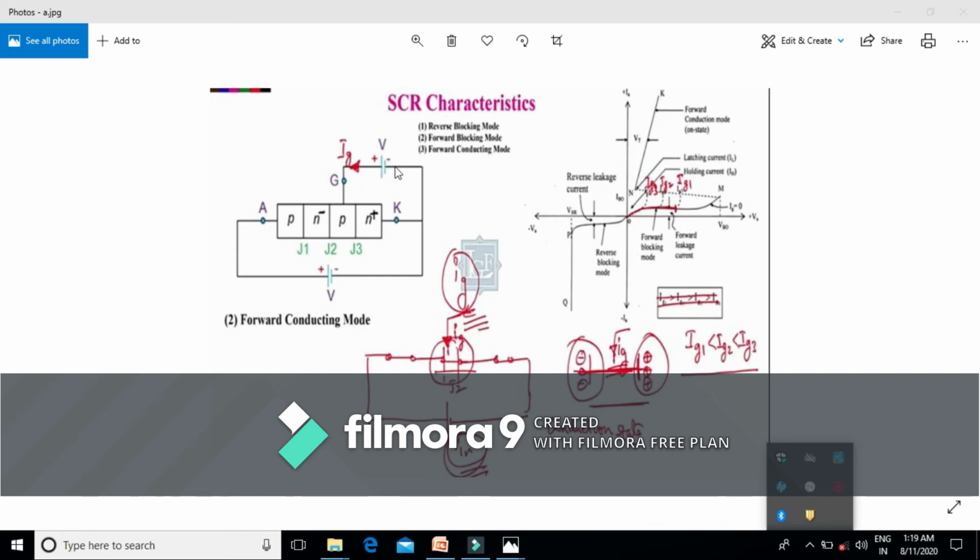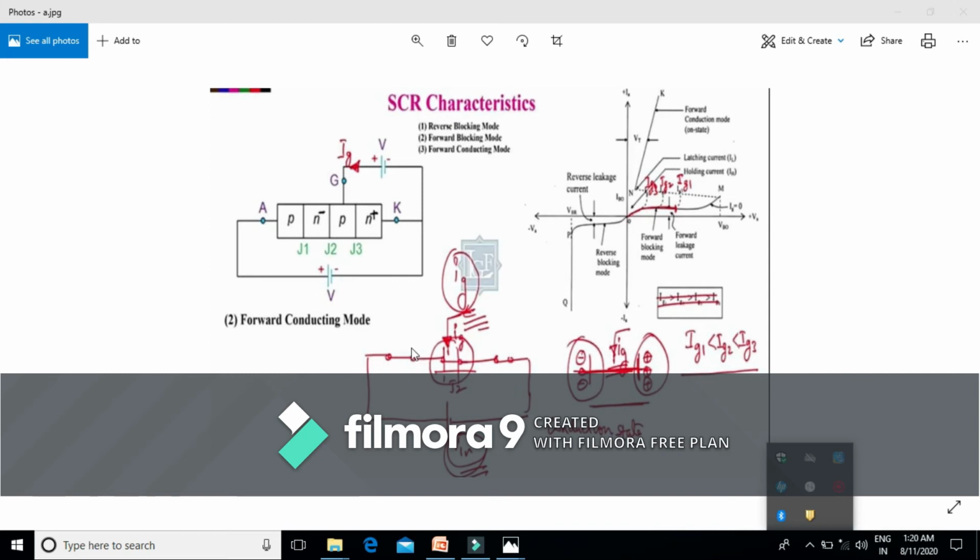This is the gate voltage across the gate cathode terminals, because current flows in the circuit only when there is some voltage across the terminals. Just like here, we have applied the gate cathode voltage, and now I am showing this gate current to the inner P junction. That means in this forward conducting mode, the junction J1, just like in forward blocking mode, is forward biased. This junction J3, like in forward blocking mode, is forward biased, and this junction J2 is reverse biased.